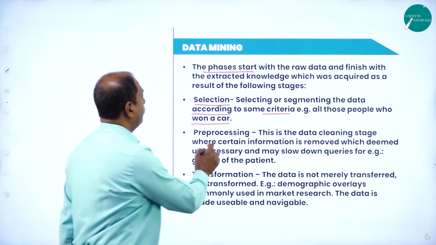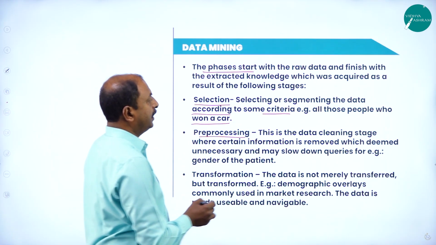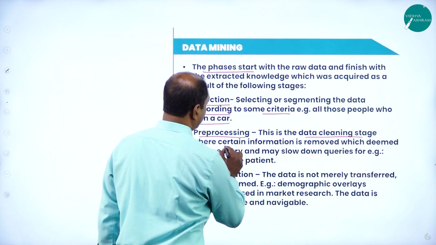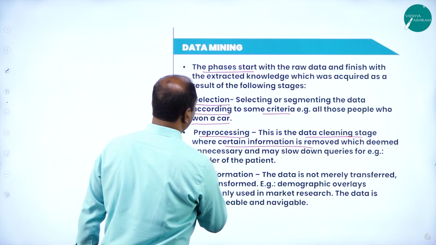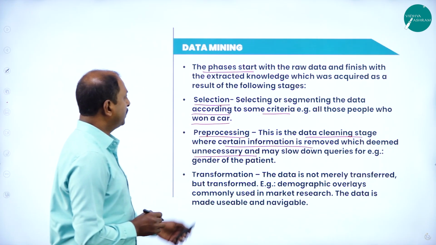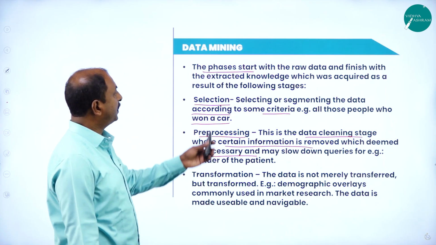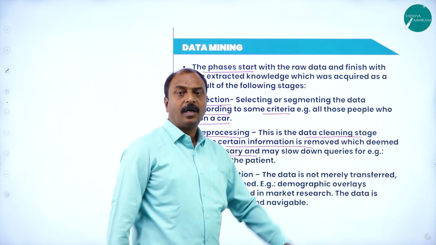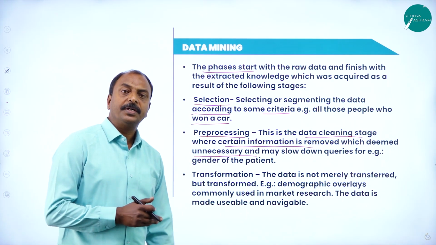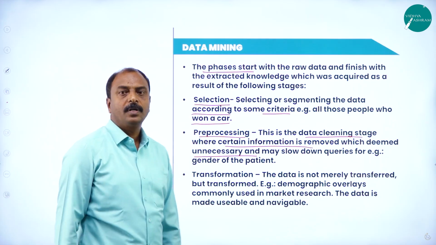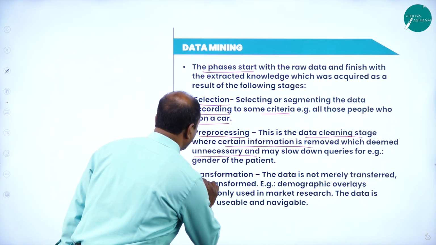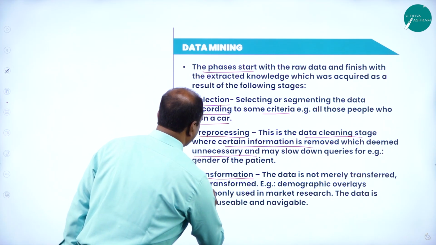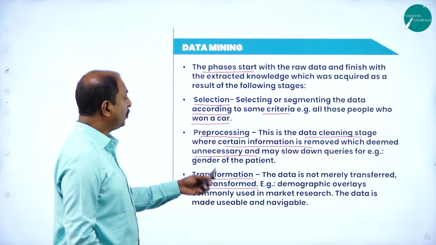Next step is pre-processing. It is the data cleaning stage, where certain information that is unnecessary is removed. Once the data is collected, the next step is to clean the data, which is nothing but removing unwanted information within the data. The next stage is transformation. The data is not merely transferred but has to be transformed. So this is one more stage.